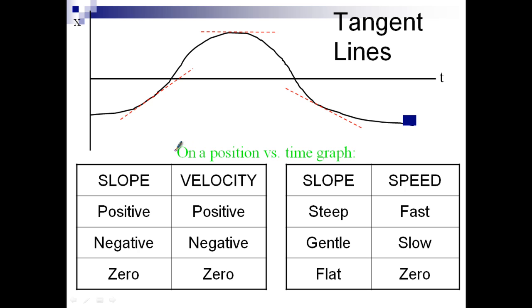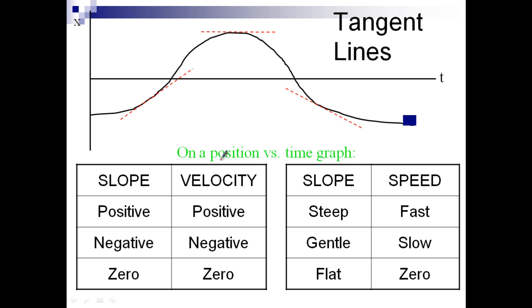So I mentioned on the last graph about tangent lines. If we have a position versus time graph that involves acceleration, we have all these curved lines. But we can find the velocity at any point by drawing a line tangent to the curve. Now tangent means it only touches the graph in one place.